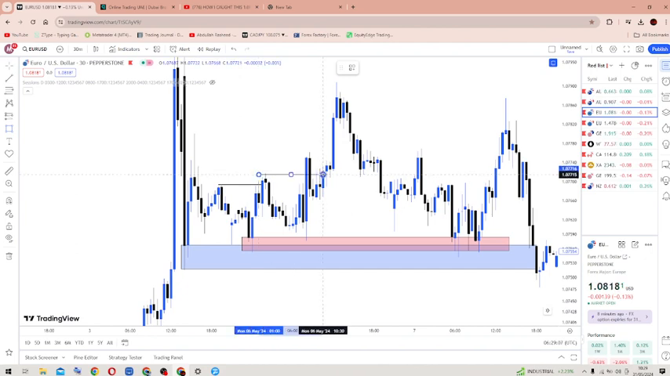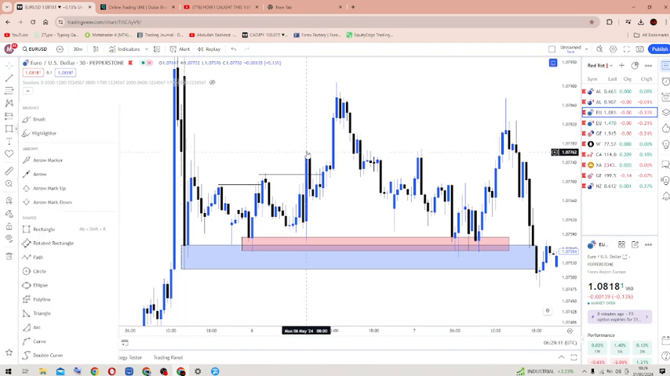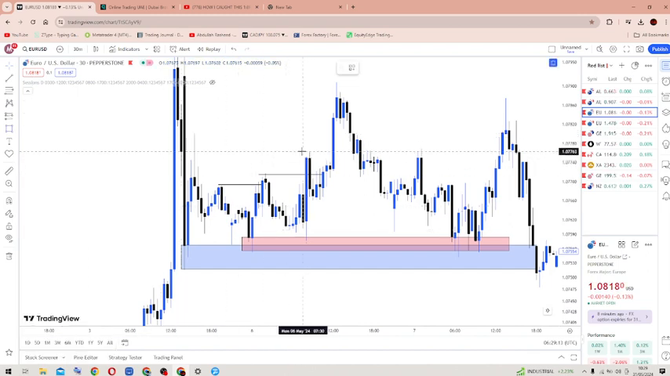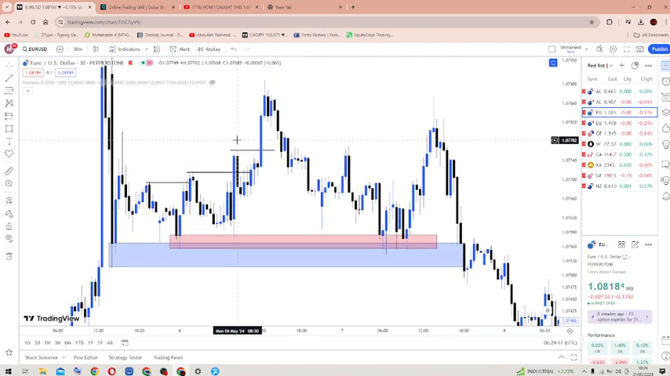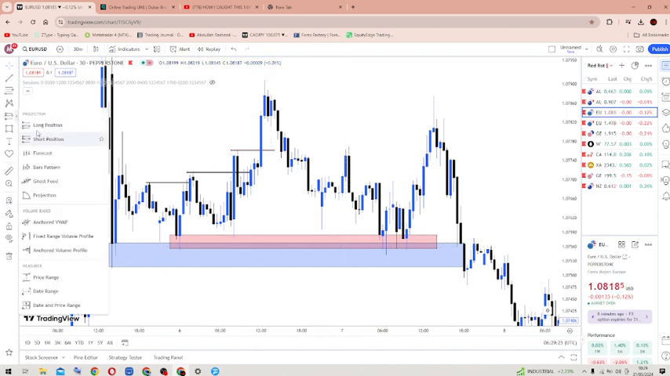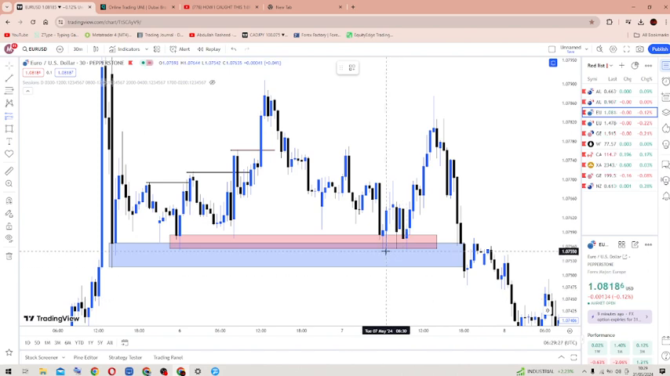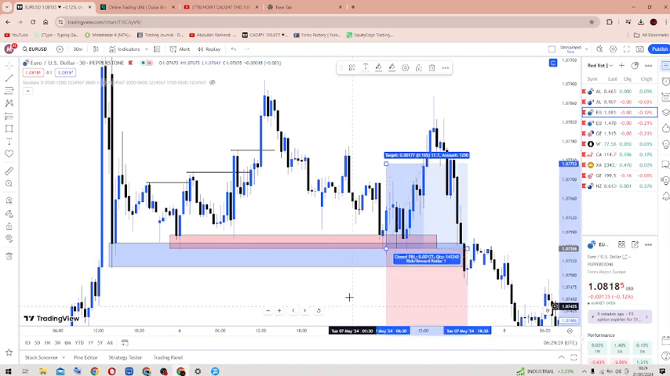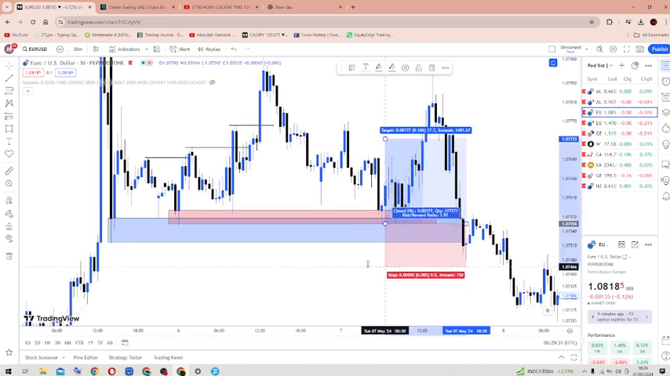Then I need to see some break of structures happening before I put my limits. So we have another break of structure over here, and another break of structure over here, and then what do we see? We see market coming down again. So here I set my buy limit into this zone with my stop loss below the supply zone.